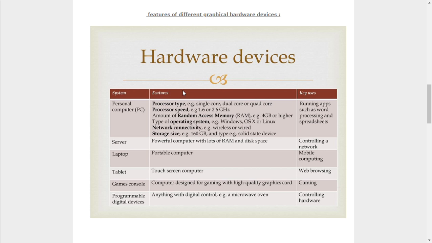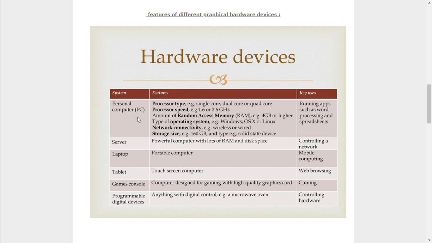As you see in the table, it's been divided into three parts. The key users are basically what you use it for, like a laptop for mobile computing. So it's basically the key usages. This is not all of it, it's just the average, the ones that have been bought the most. And the features of different graphical hardware devices. These are not all of them. There are more, like devices and storage and input, but these are the very few that I've chosen.